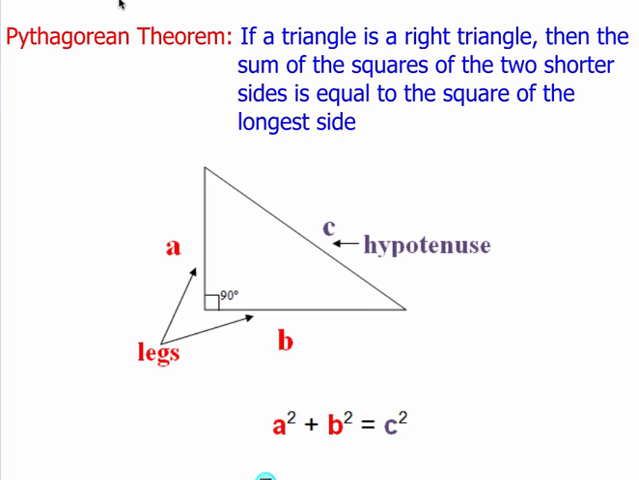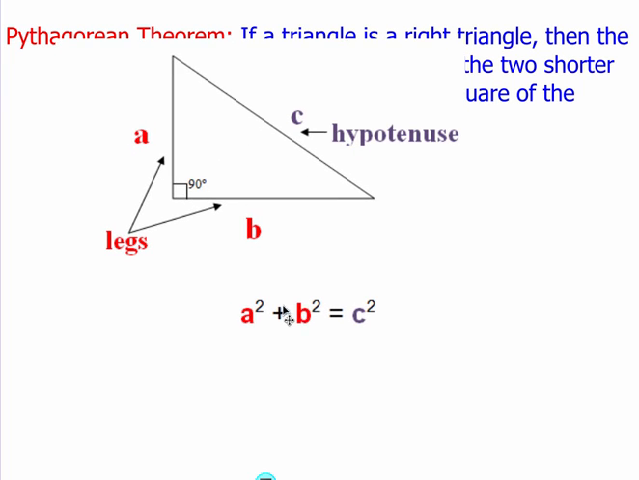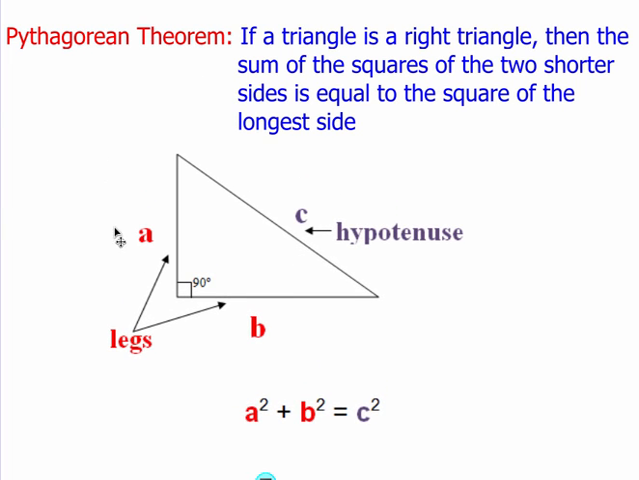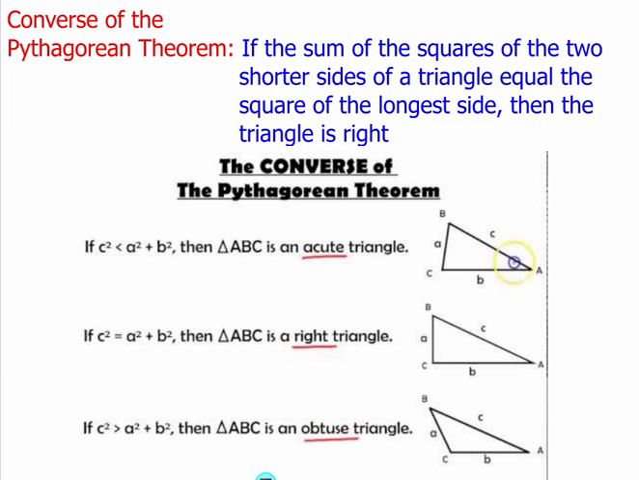And it's normally shown as this equation down here, a squared plus b squared equals c squared. So you've probably seen this before. It is one of the most famous postulates, or theorems, in geometry. But one thing you probably have not seen is the converse of this. So the converse says, if the sum of the squares of two of the shorter sides of a triangle equals the square of the longest side, then the triangle is a right triangle.